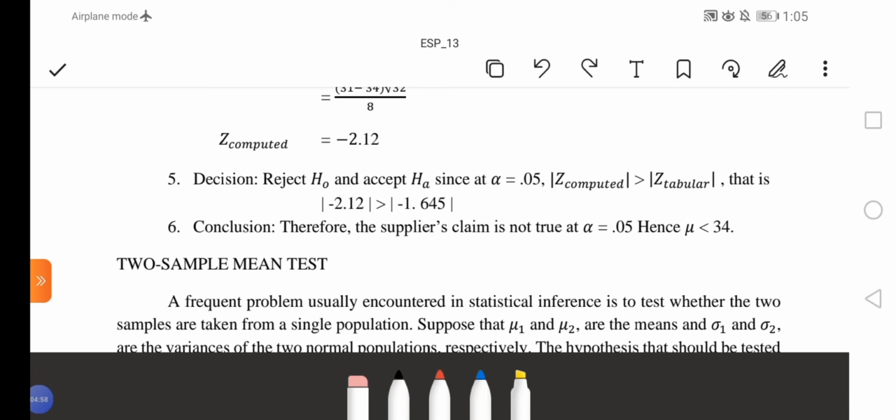And for the last step is conclusion. Our conclusion would be, therefore, the supplier's claim is not true at 0.05, which is ang claim ng supplier kanina is 34 pounds ang kanyang ropes. Kaya mali or hindi tama yung kanyang claim. That's why, or hence, population mean is less than 34.